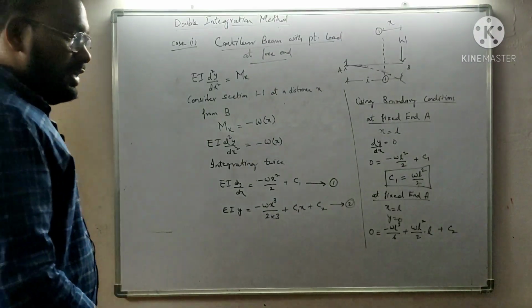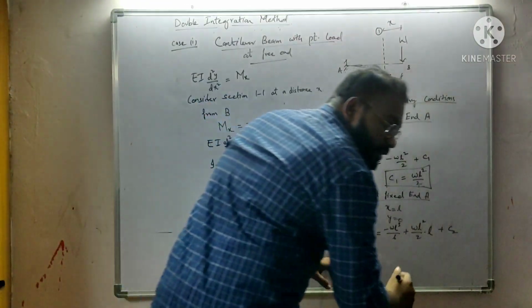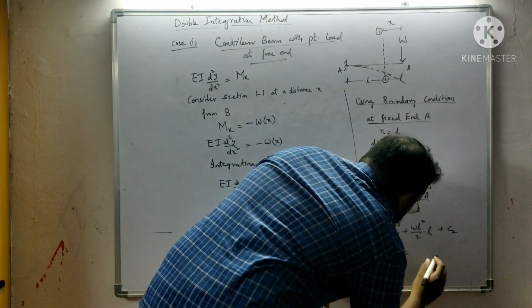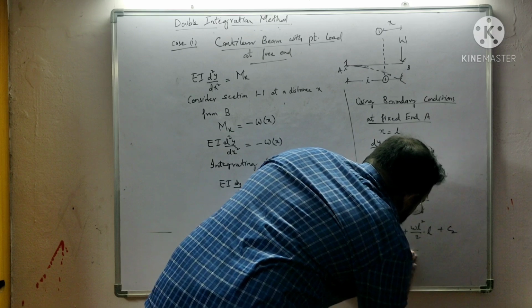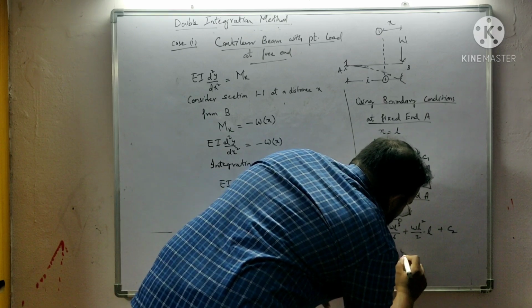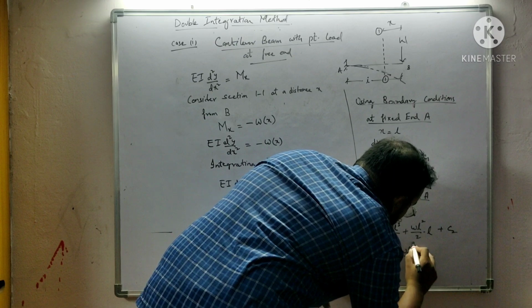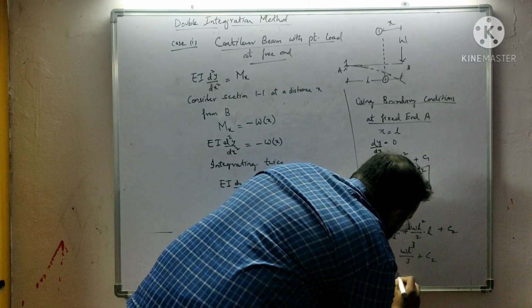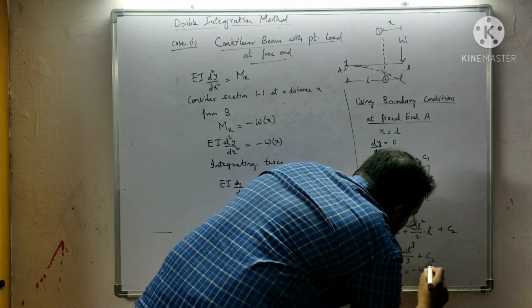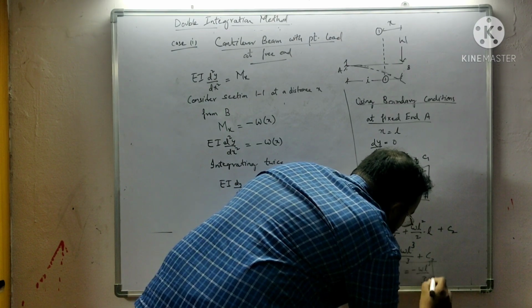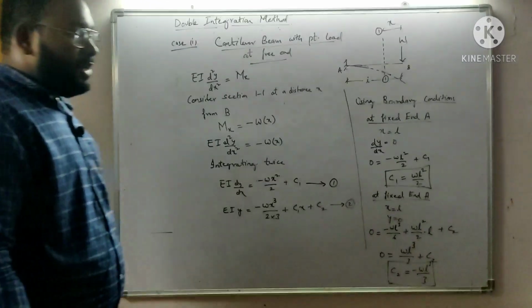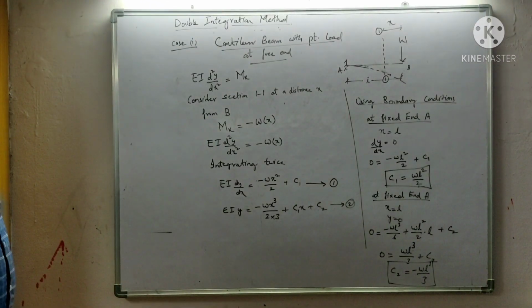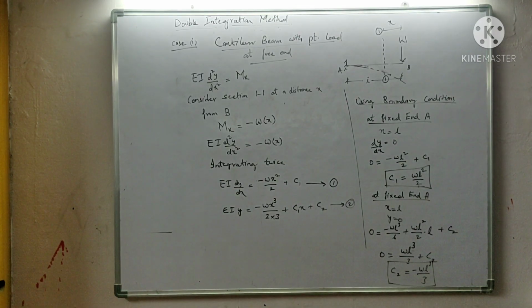Now in this equation, 0 is equal to minus WL cube by 3 plus C2, or C2 is equal to minus WL cube by 3. This is the value of C2 which we have got. So C1 is WL square by 2 and C2 is minus WL cube by 3.